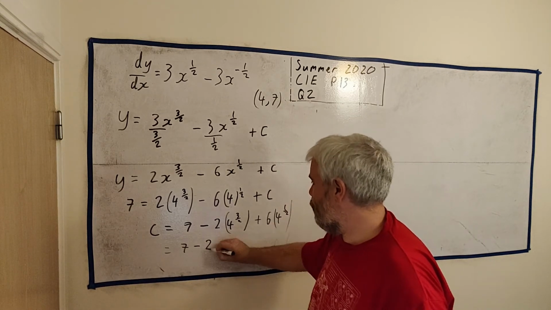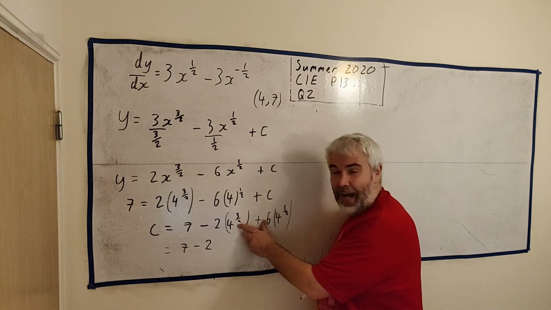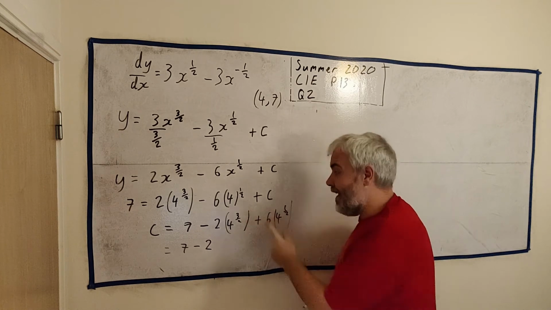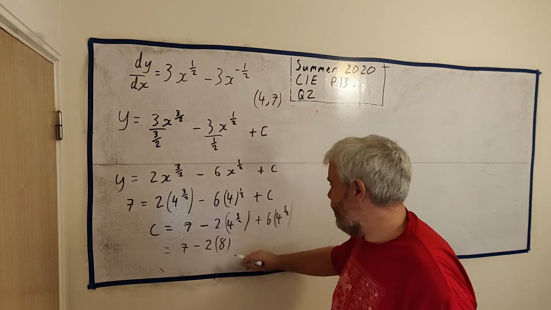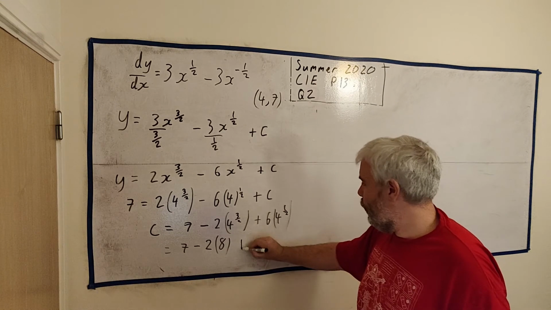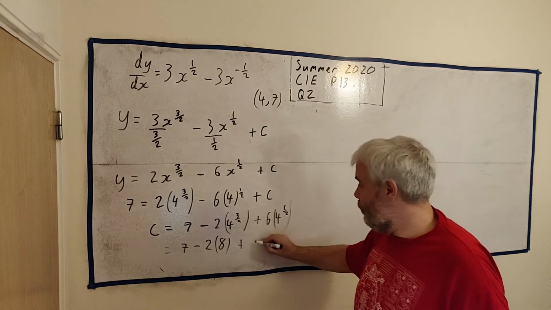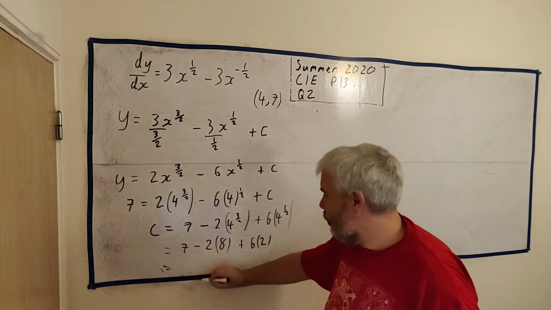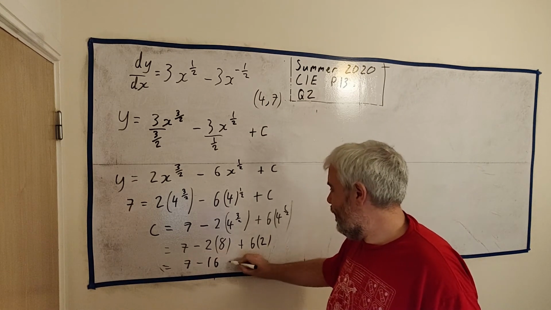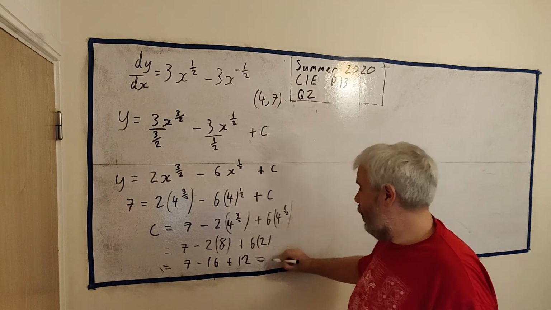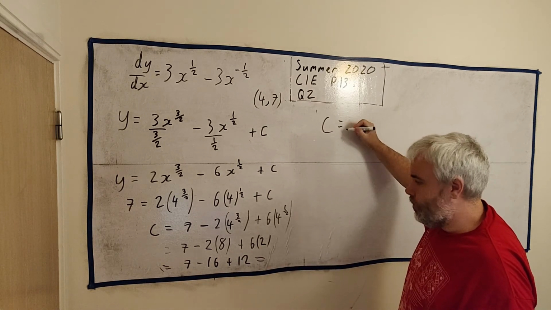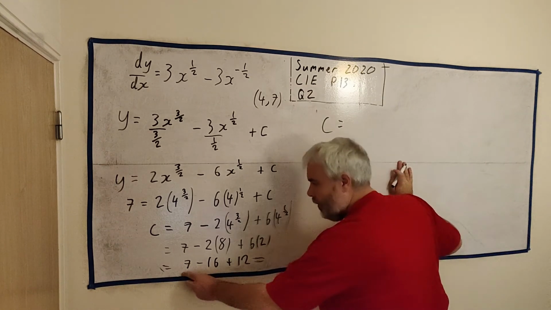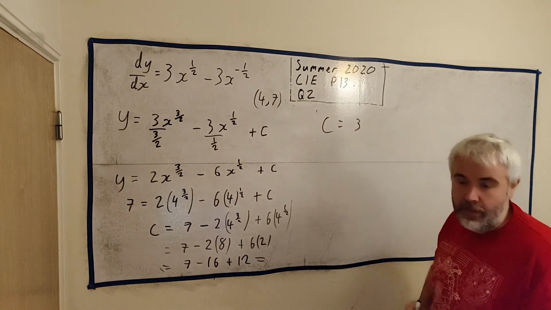You can just put that in a calculator if you're not good at it yourself, but it is simple enough to do. 4 to the power of a half first is 2, and then 2 to the power of 3 is 8. So this will just become an 8. Again, your calculator will help you. Plus 4 to the power of a half is 2. So let me just write that. 6 times 2. So c is equal to 7 minus 16 plus 12, which, well, let me write it here. c is equal to, let's see, minus 4 plus 7. c is equal to 3.